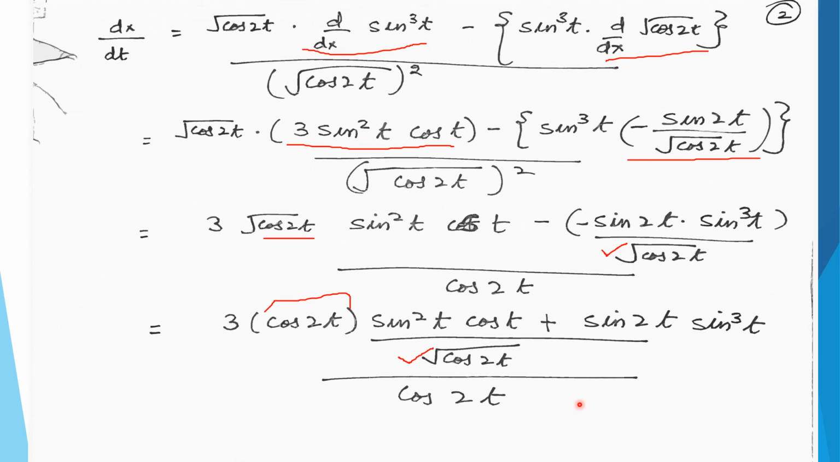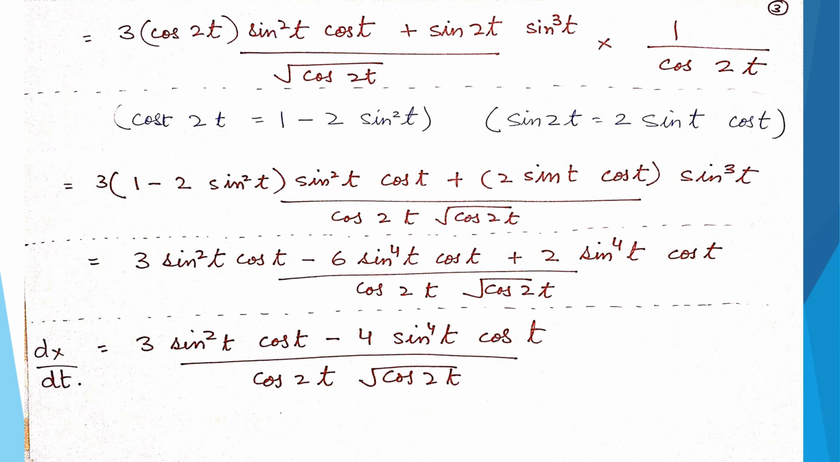So now what you will do is, you will do a upon b whole upon c upon d, so these two will be getting multiplied. Let's see. You will write 3 cos 2t sin square t cos t plus sin 2t sin cube t upon under root of cos 2t multiplied by 1 upon cos 2t. Now you will be using these two formulas. First one is cos 2t is equal to 1 minus 2 sin square t, and sin 2t is equal to 2 sin t cos t. You have to memorize these formulas very nicely, otherwise it is not possible to answer these questions.